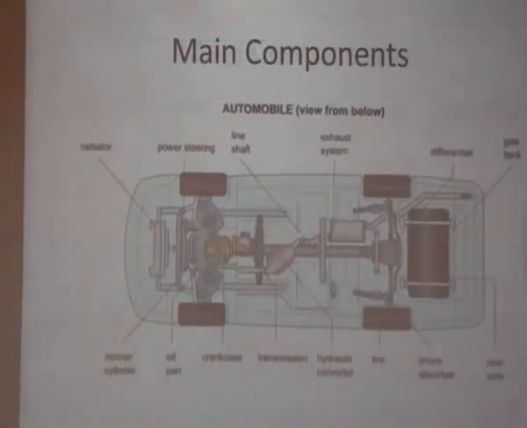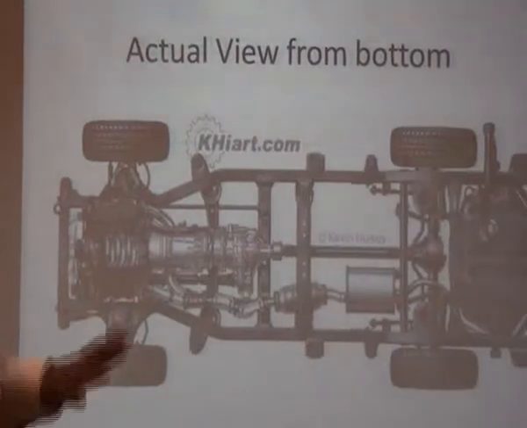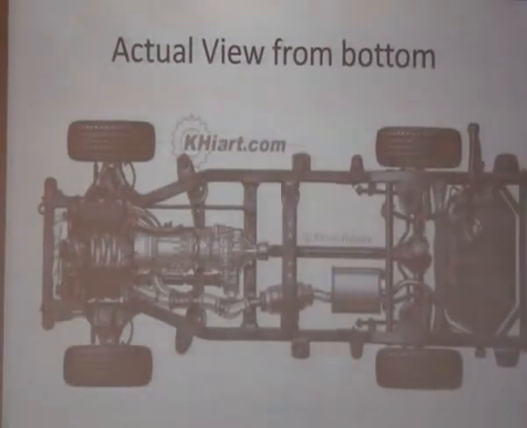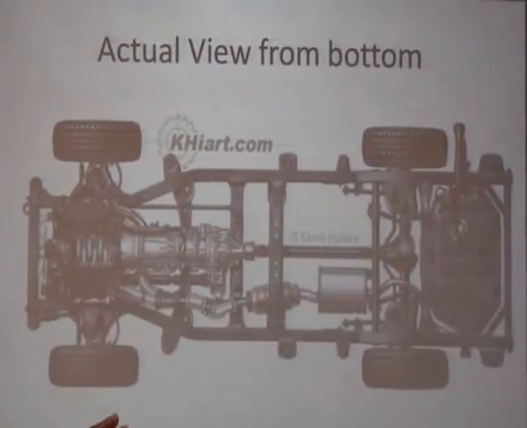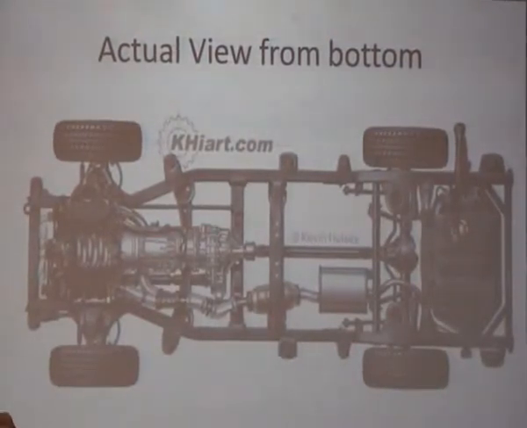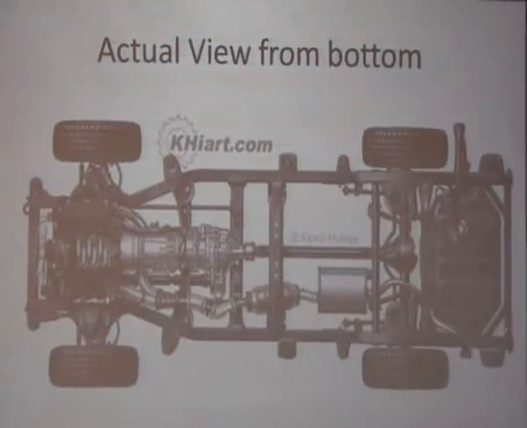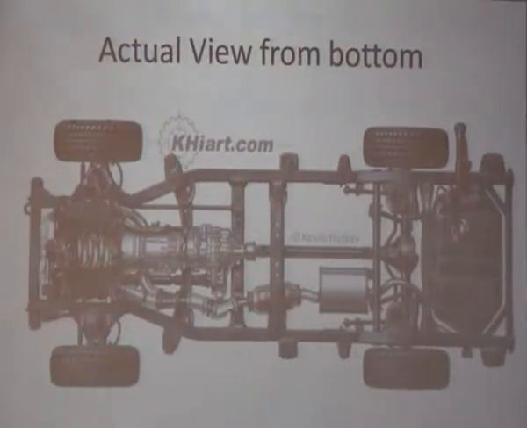I will show you another picture, an actual view from the bottom of an SUV, a sport utility vehicle, which has the entire system. I will show you the parts. This is called the basic structure. You can see it's a rectangular part made of metal. This is called the chassis, over which the entire thing is mounted.